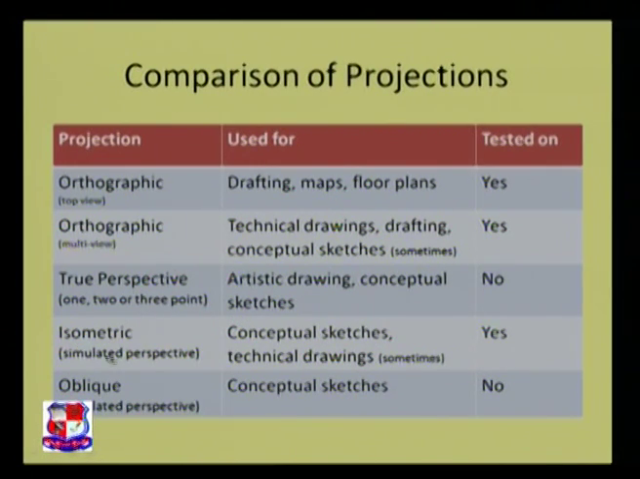Isometric views are simulated perspective views. They can be used for conceptual sketches as well as technical drawings. Oblique is also part of simulated perspective drawing. It is used for conceptual sketches.